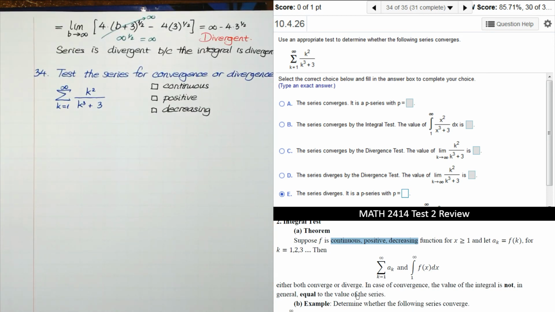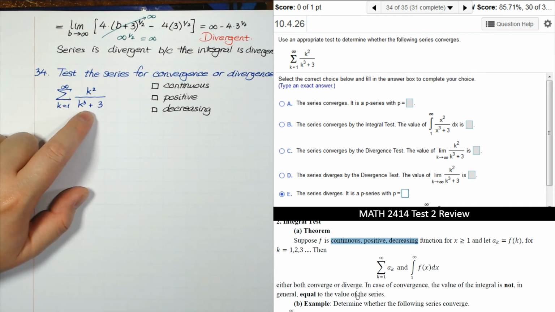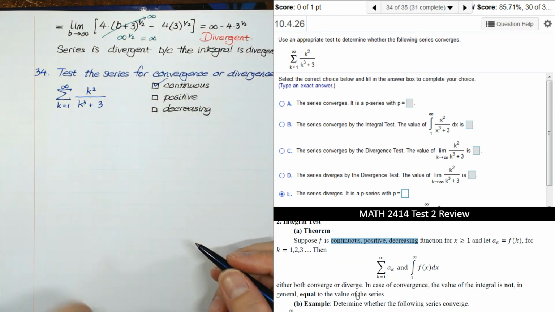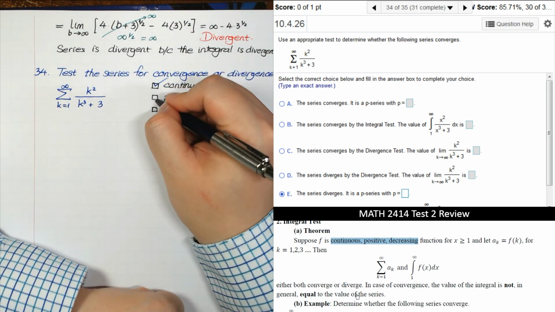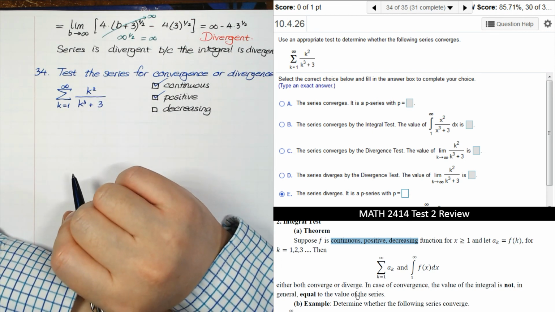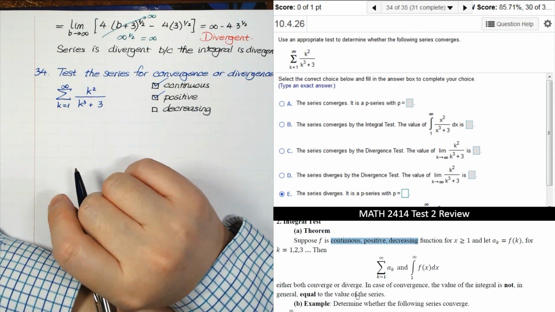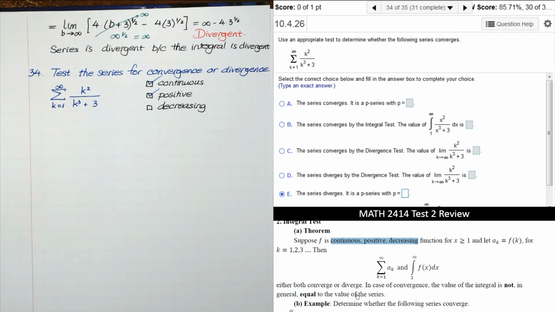Right, continuous. Obviously, if we put in 1 or any number bigger than this, the denominator is not equal to 0. We don't divide by 0. It will be continuous because it is defined. Positive. Definitely it is positive because we only put positive numbers in. Is that decreasing? It is. However, the way we determine this is, think about it this way.